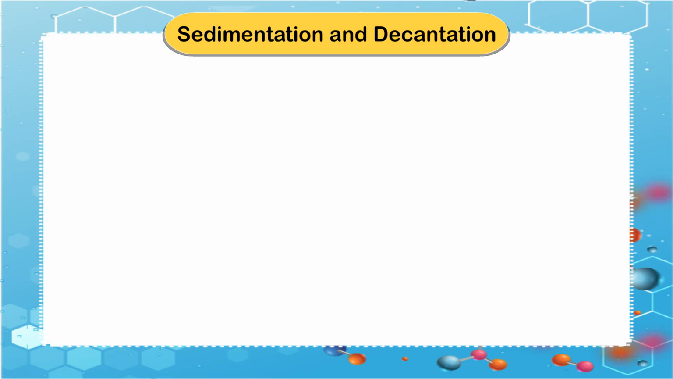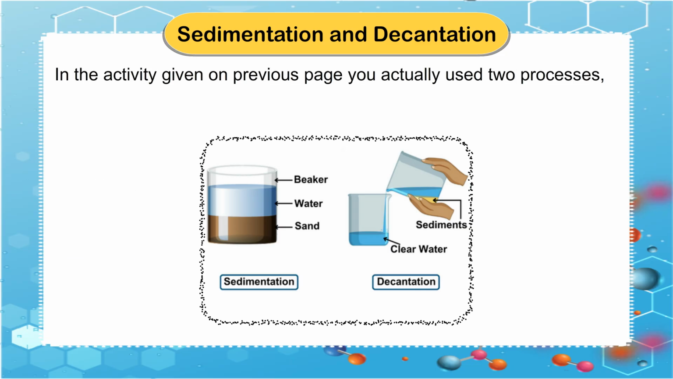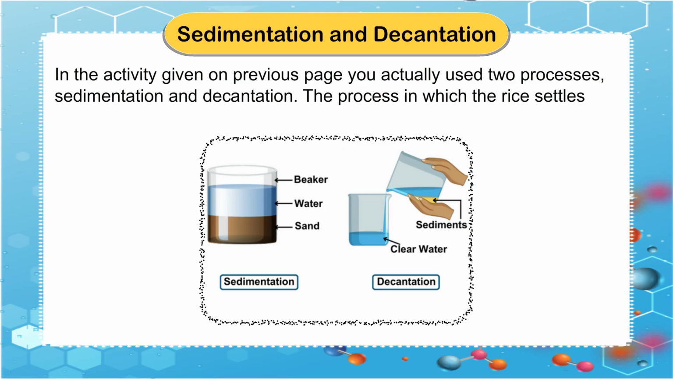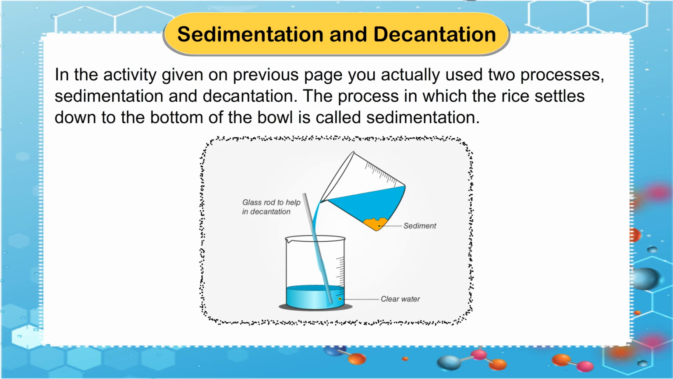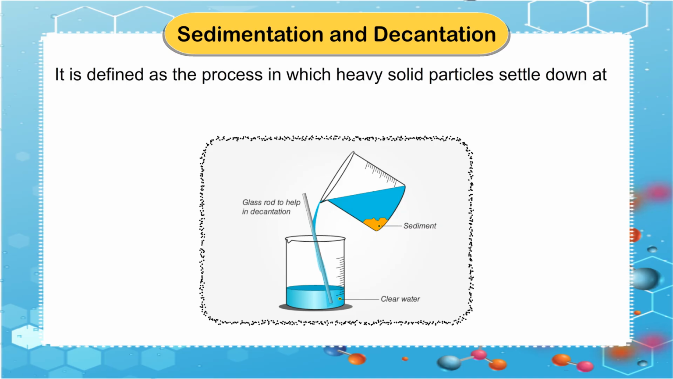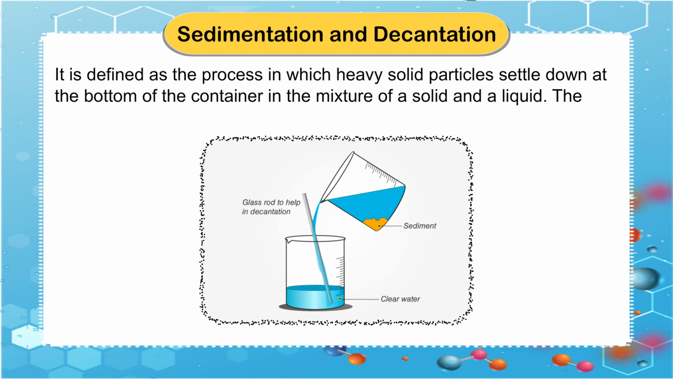Sedimentation and decantation. In the activity given on the previous page, you actually used two processes, sedimentation and decantation. The process in which the rice settles down to the bottom of the bowl is called sedimentation. It is defined as the process in which heavy solid particles settle down at the bottom of the container in the mixture of a solid and a liquid.